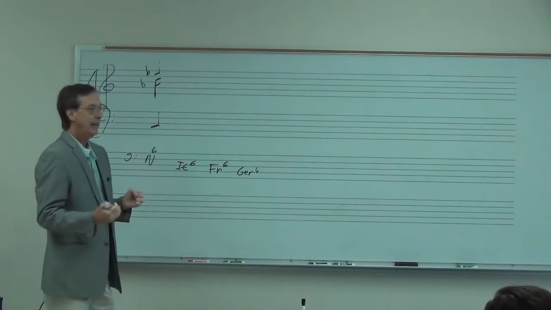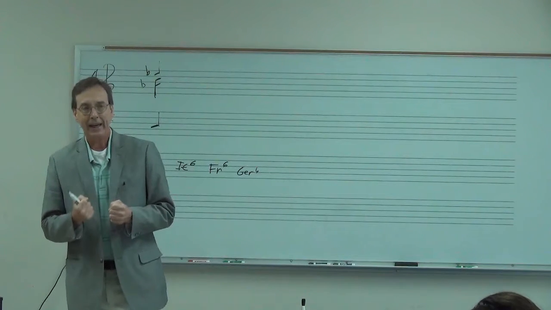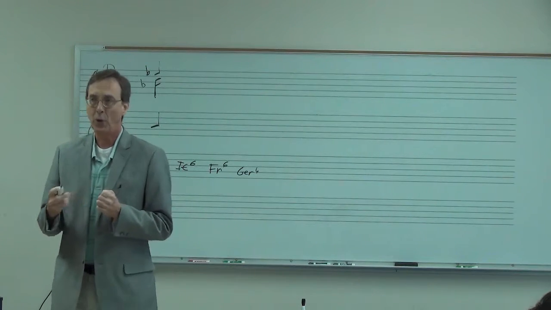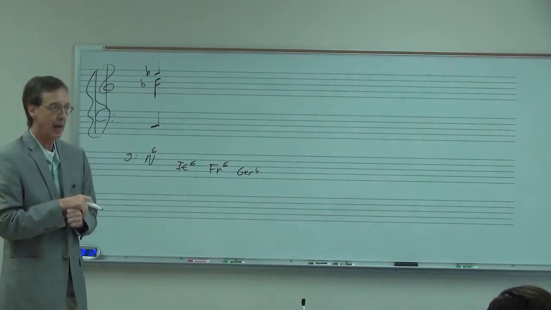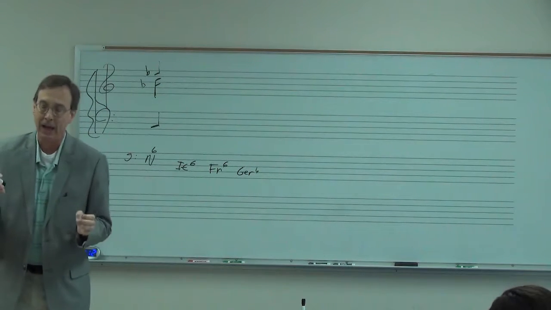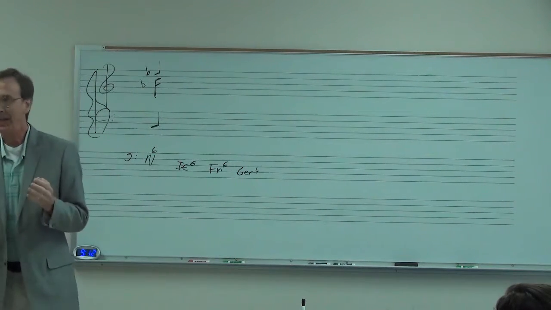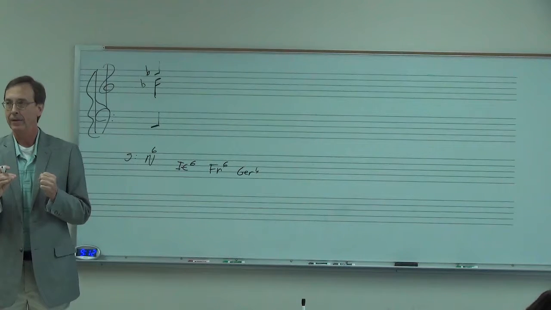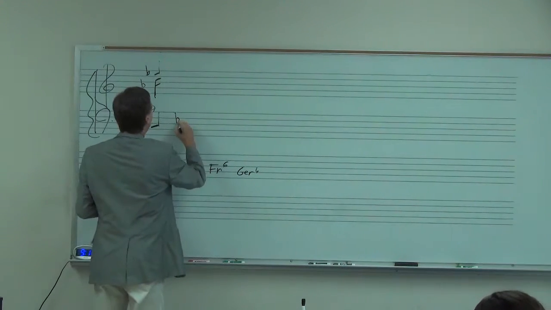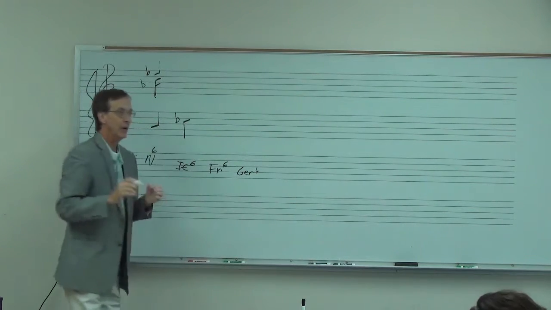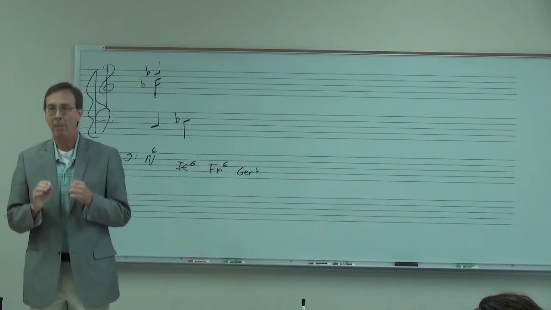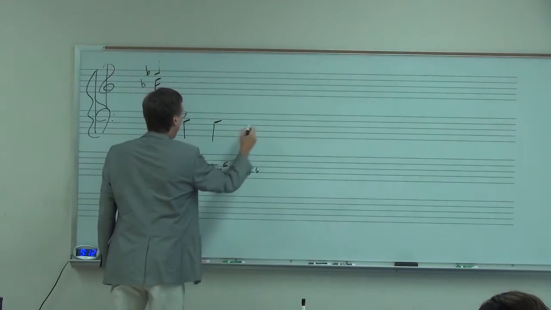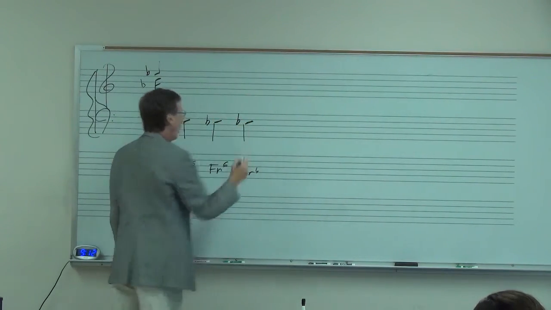All right, in the key of G, what is the dominant? D. What is a diatonic semitone above the dominant? E flat. So that defines the bass. That is the bass for each of these three chords.